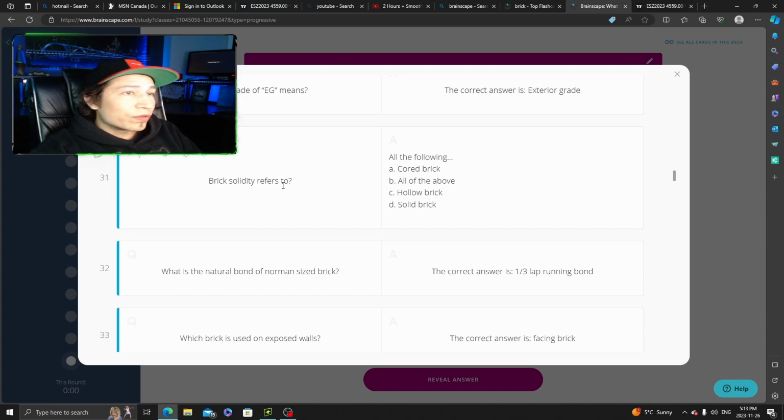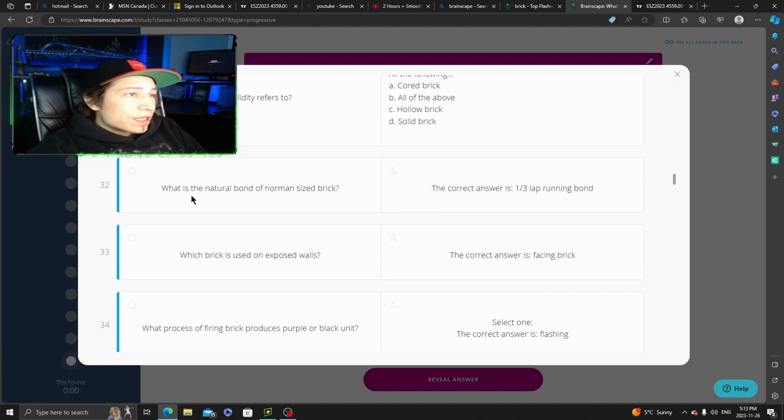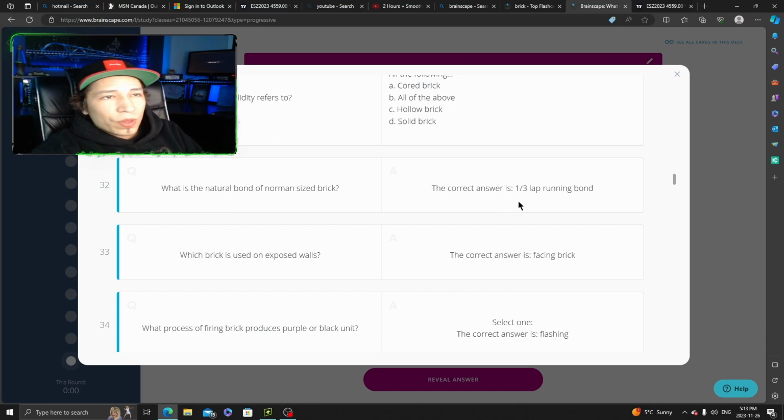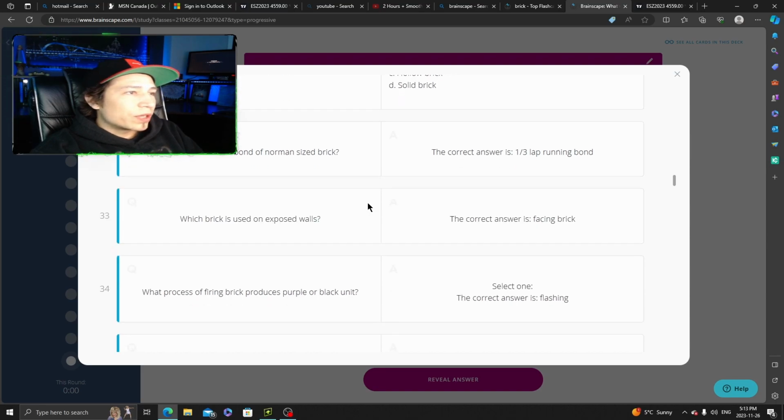Brick solidity refers to cored brick, hollow brick, solid brick. All of the above. What is the natural bond of Norman-sized brick? 1/3 lap running bond. So 1/3 lap running bond is the natural bond of Norman-sized brick.